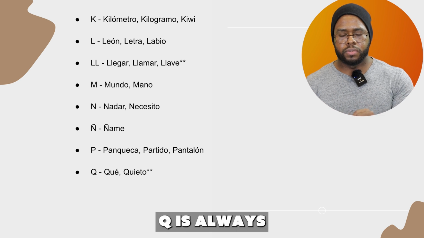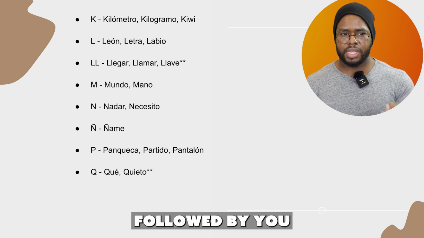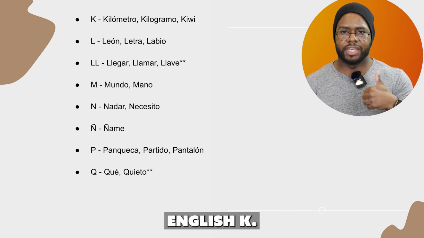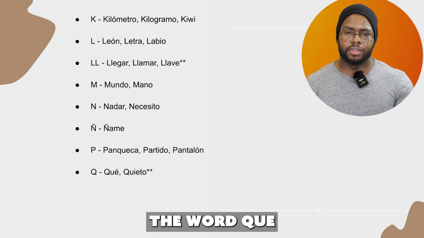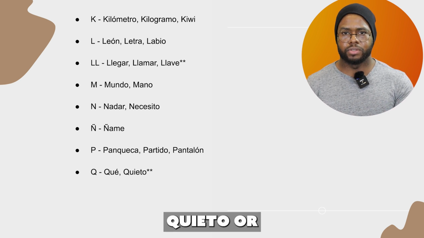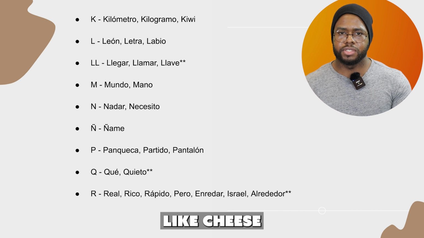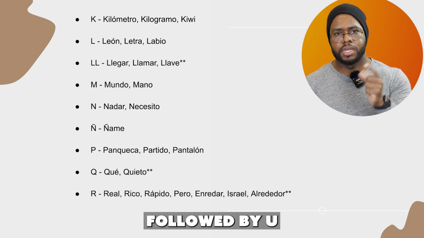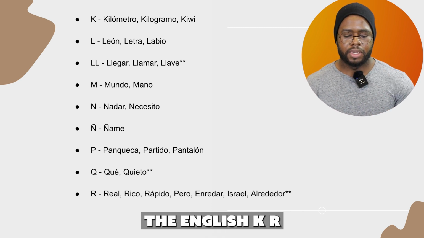Q, so Q is always followed by U, and the combination is pronounced like the English K. So you have the word, well, K, then you have quieto or queso, like cheese. K, so Q is always followed by U, and it always sounds like the English K.